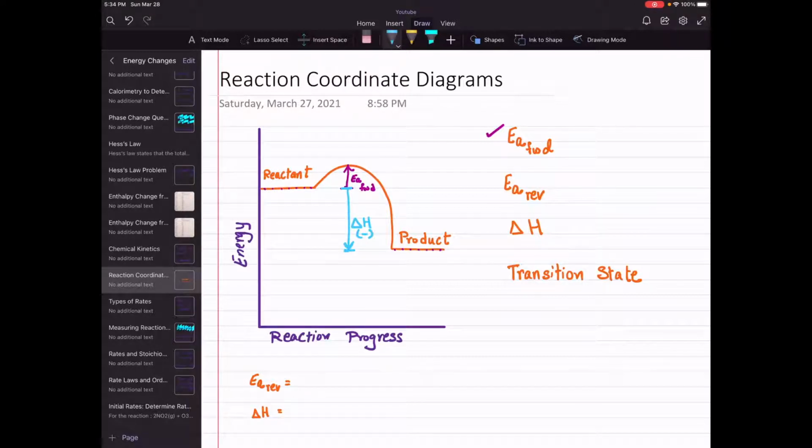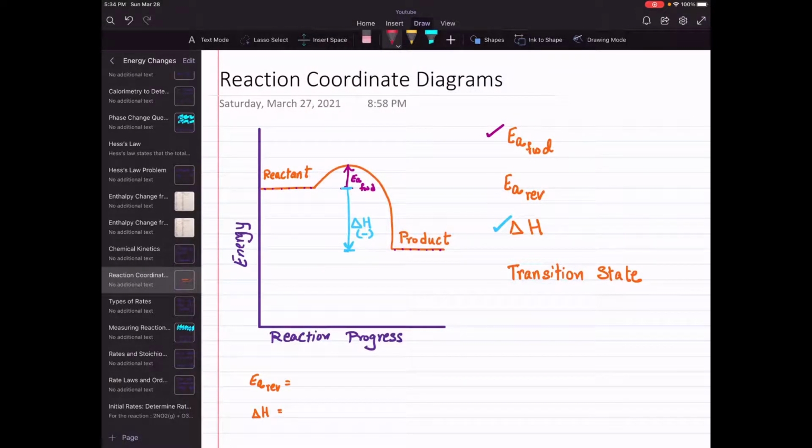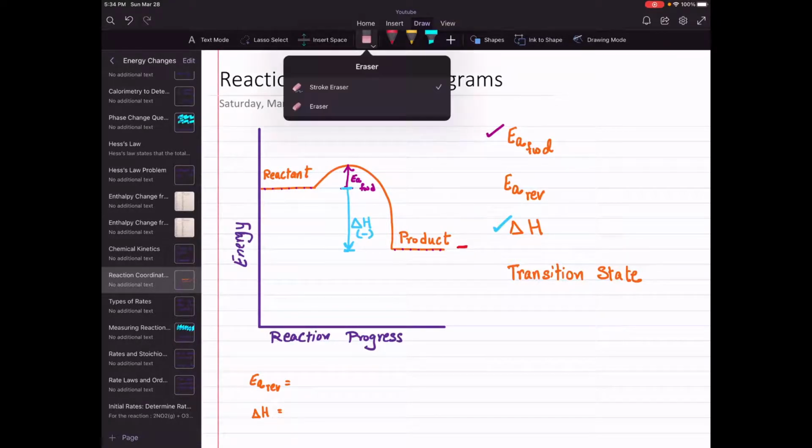Okay, so we have identified where the delta H is as well in the coordinate diagram. Now, going for the next one we have is the reverse activation energy. So reverse activation energy, in other words, you're trying to go from a product back to a reactant. So product is at this height here, and you're trying to go back to the reactant. How much energy do you need to go back to the reactant? You will need all the energy, and again, this line was a little bit on an angle.